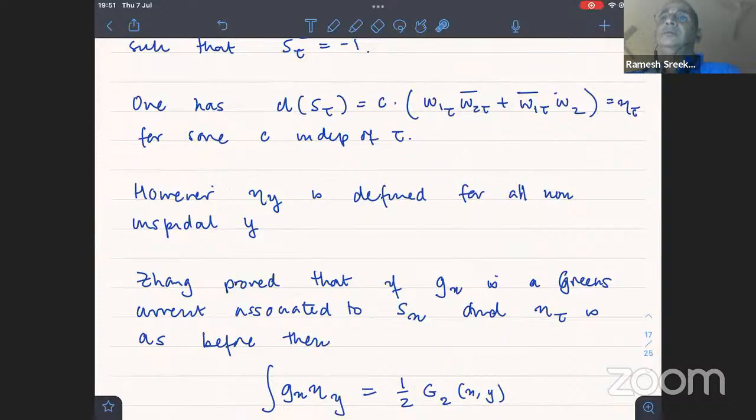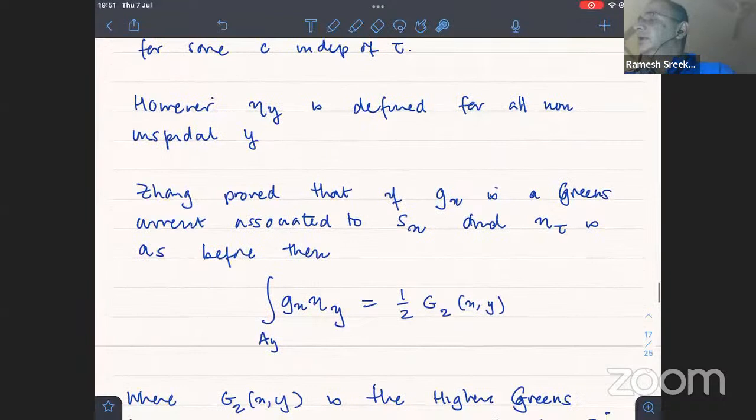Zhang proved that if GX is a Green's current associated to SX, and if eta tau is as before, then when you evaluate this Green's current on eta tau or eta y, you get the value of a higher Green's function.